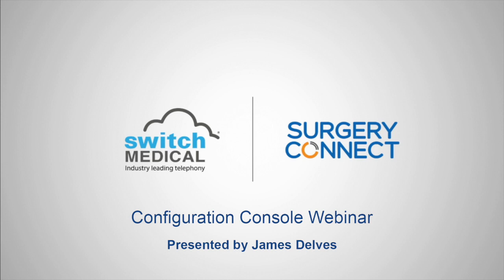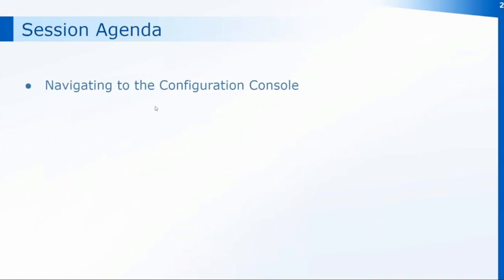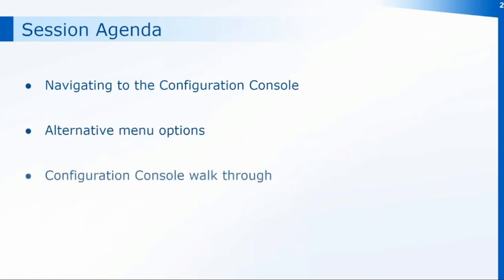The Configuration Console was the original way that we built practices through Surgery Connect. We've since developed the Service Delivery Console, but there's still a lot of information and a lot of functions that you can configure separately in the Configuration Console. So during the session today, we're going to have a look at navigating to the Configuration Console. We'll look at the alternative menu options depending on how your practice is built, and also have a walk through each of the options available in the Configuration Console.